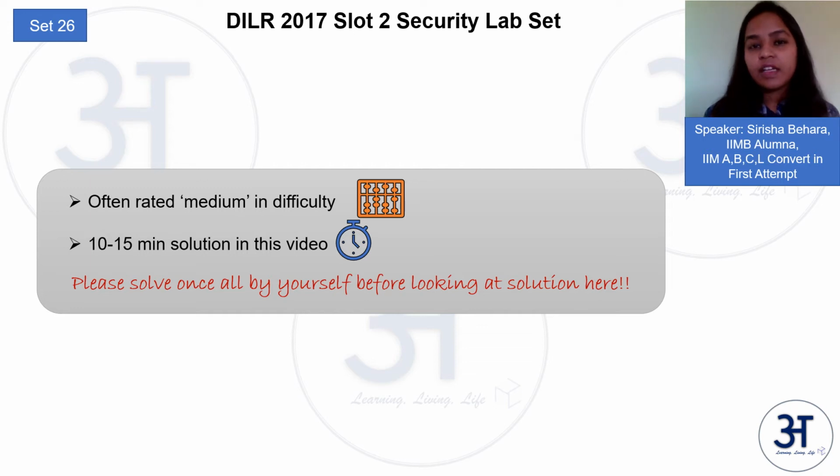Hello everyone. In this video we'll be looking at a set from 2017 DILR slot 2 of CAT paper. The difficulty level and the approximate time for solving this set, which is presented in this video, is given in this slide. Please solve this set once all by yourself before you look at the solution. At least try solving the set.